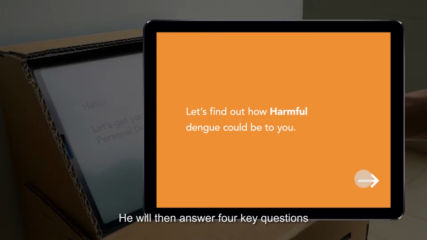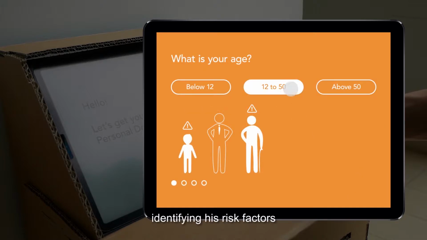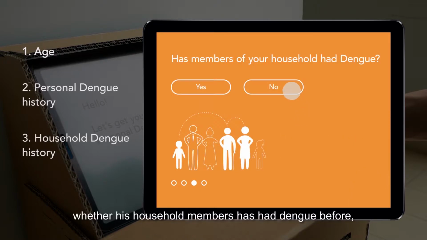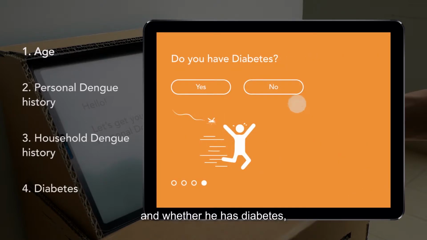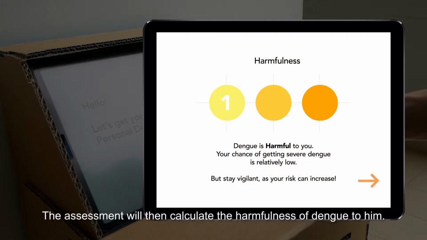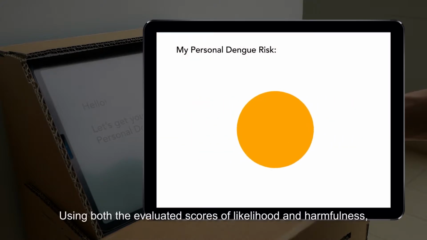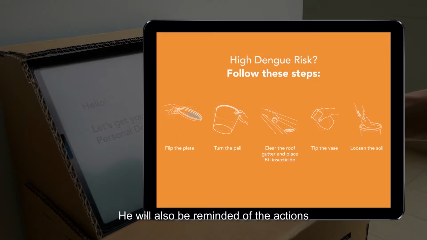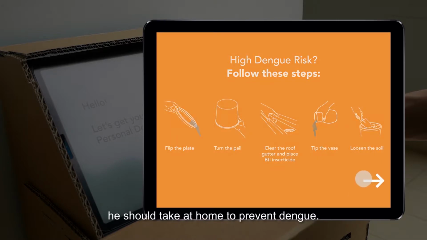He will then answer 4 key questions identifying his risk factors, such as age, whether he has had dengue before, whether his household members have had dengue before, and whether he has diabetes, which affect his risk of getting severe dengue fever. The assessment will then calculate the harmfulness of dengue to him. Using both the evaluated scores of likelihood and harmfulness, a personal dengue risk score will be calculated. He will also be reminded of the actions he should take at home to prevent dengue.